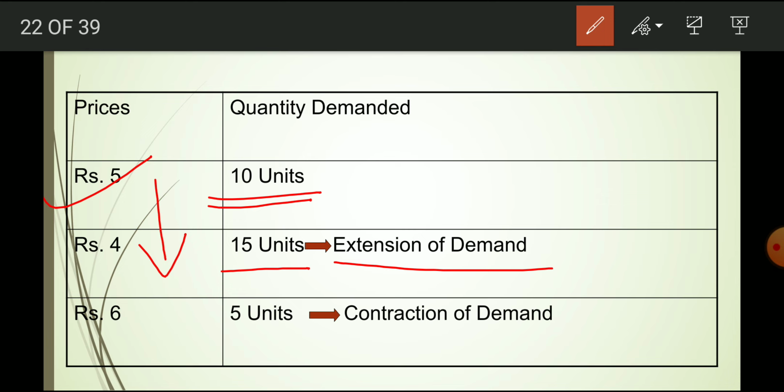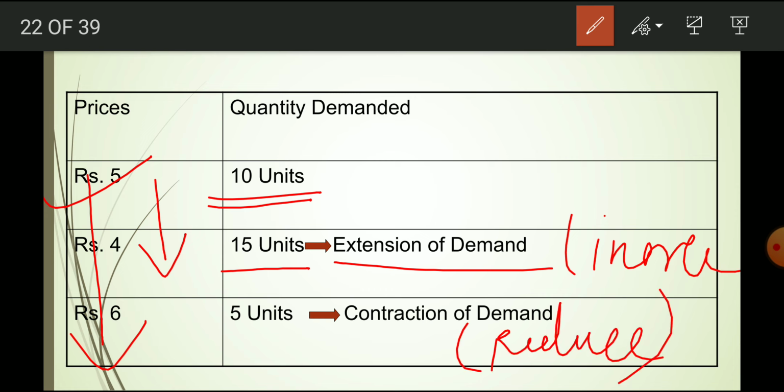You have to just keep in mind, demand vadhe to extension, demand ghate to contraction. So here is, when price increases from 5 to 6, price pela normal price ketli hati, current price 5 rupees. So 5 mathi 4 rupees, atle price reduce thai, to demand su thai, increase. Extension means increase of the demand, and contraction means reduction of the demand. So when price increases from 5 to 6, at that time demand will decrease. Pela current ketli demand hati 10 units, atyare ketli che 5 units.